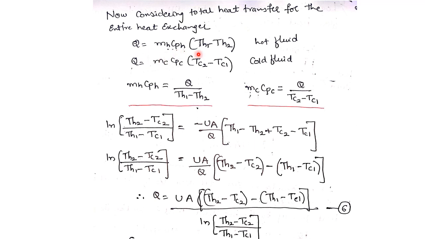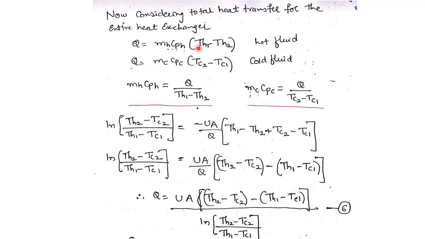equation for the total heat transfer of the hot fluid, this is given by mH into CPH in the bracket TH1 minus TH2. The same equation again, that is m into Cp into delta T. That equation only I have used here, where Q is equal to mH into CPH in the bracket TH1 minus TH2. This is for the hot fluid. Similarly, we can also write this equation for the cold fluid, where Q is equal to mC into CPC in the bracket TC2 minus TC1.